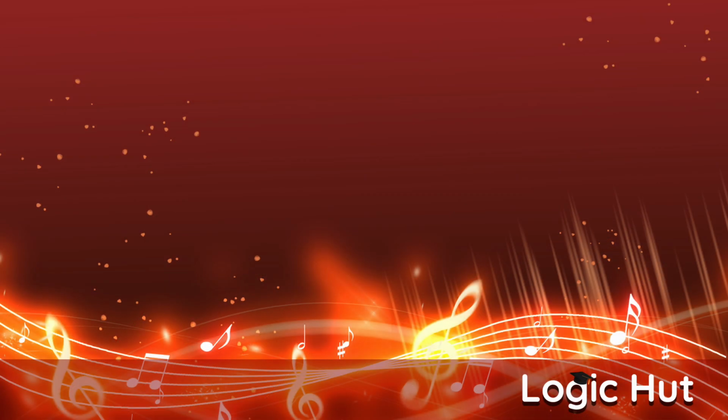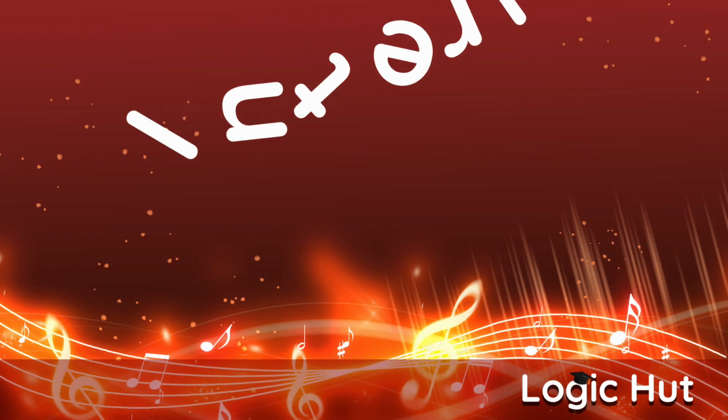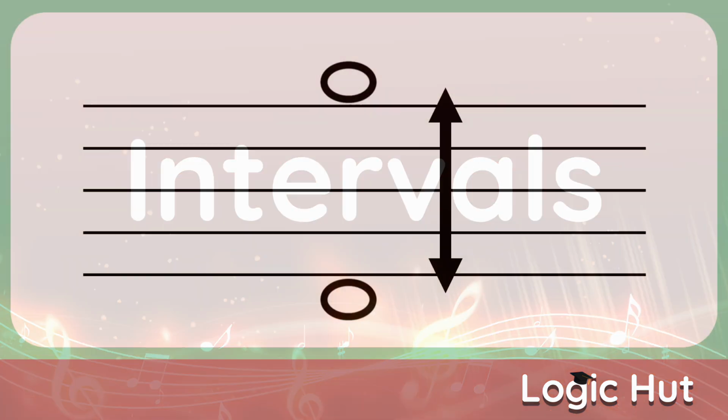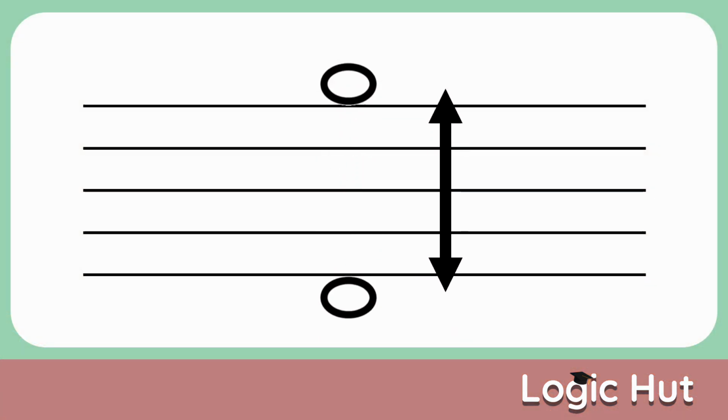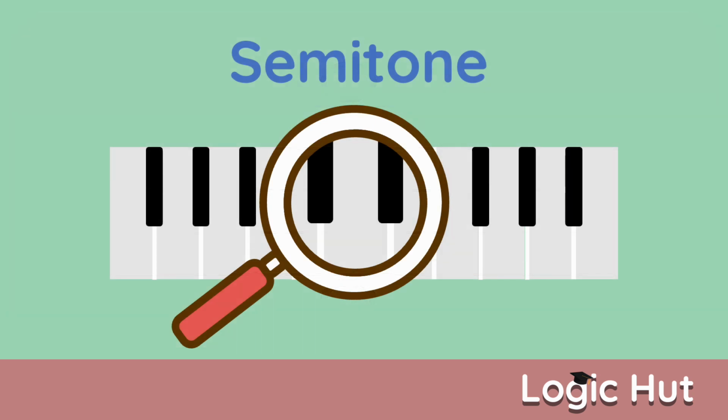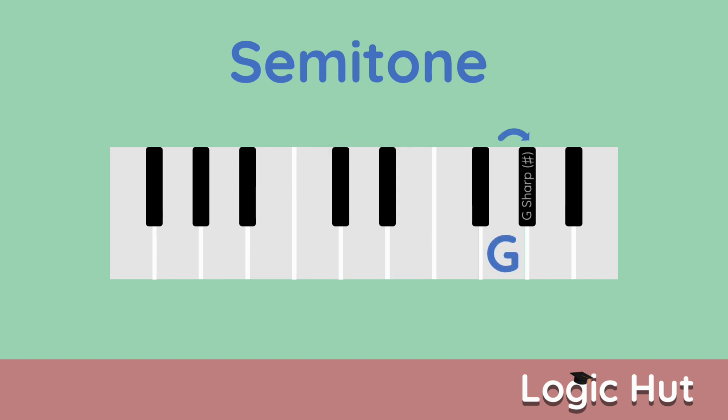The fundamental of making good music relates to intervals and how they are used. An interval is the space between two pitches. The smallest interval is a semitone, and this is the gap between two pitches that are next to each other. For example, G and G sharp, or B flat and B.